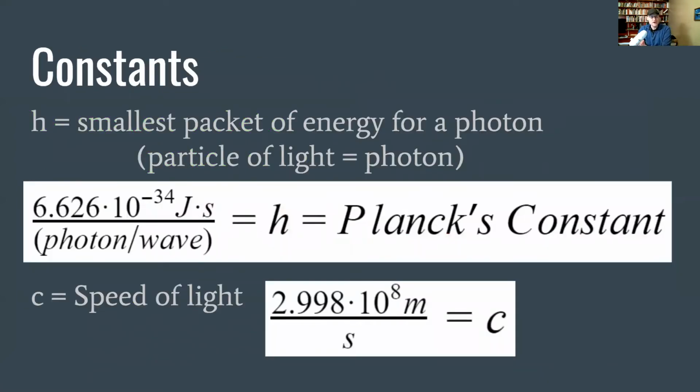The constants that are in there are the speed of light and Planck's constant. Planck's constant is h. It ultimately ends up being the smallest packet of energy for a particular photon. A photon, by the way, is a particle of light. Planck's constant is 6.626 × 10^-34 joules times seconds. Not divided by, but times seconds, divided by either a photon or a wave. We will talk about the wave-particle duality a little bit. That's going to be h, or Planck's constant. The speed of light is going to be c, which is 2.998 × 10^8 meters per second. These end up being constants.